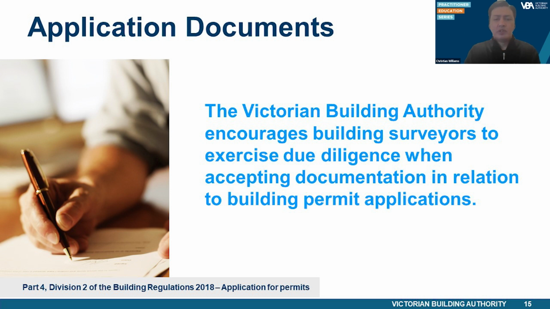Section 24(1)(a) of the Act states that the RBS must not issue a building permit unless he or she is satisfied that the building work and the building permit will comply with the Act and the regulations. In order to do this, the RBS must assess and determine the information contained within a building permit application demonstrates compliance, and the building work, if constructed in accordance with the approved documentation, will comply.